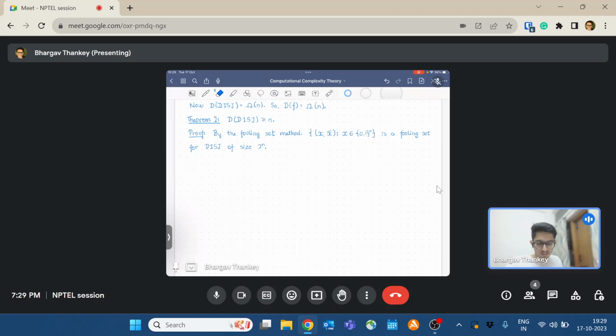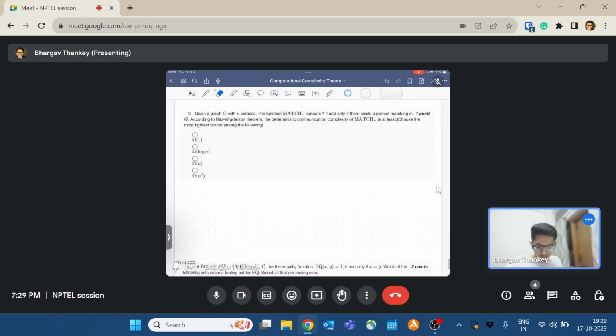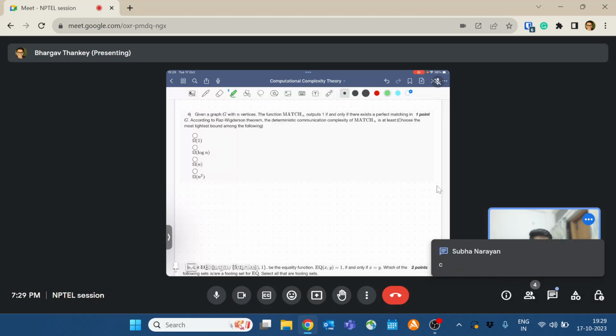Okay, so if this is fine, let's look at the next problem. Given a graph G on n vertices, the function MATCH_n outputs 1 if and only if there exists a perfect matching in G. According to the Raz-Wigderson theorem, the deterministic communication complexity of MATCH_n is at least which of the following: Omega(1), Omega(log n), Omega(n), or Omega(n squared)? Which of these is correct? Yeah, it's Omega(n).